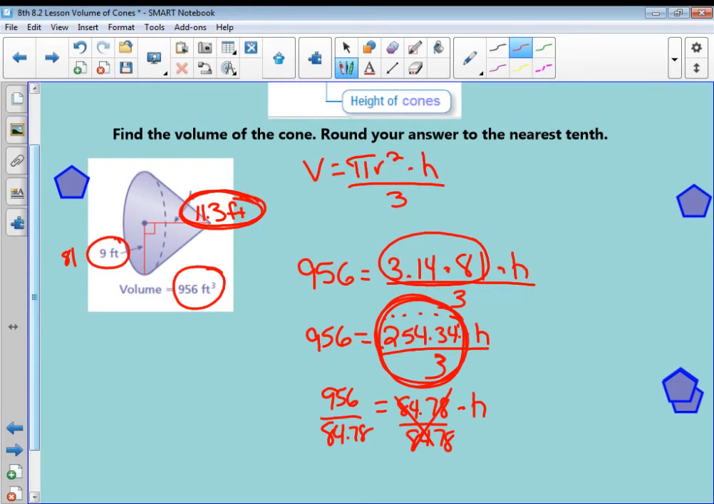So once again, working through this, you're just going to go through and actually substitute in the known pieces and then isolate that height, or that h, to find out what your height is.